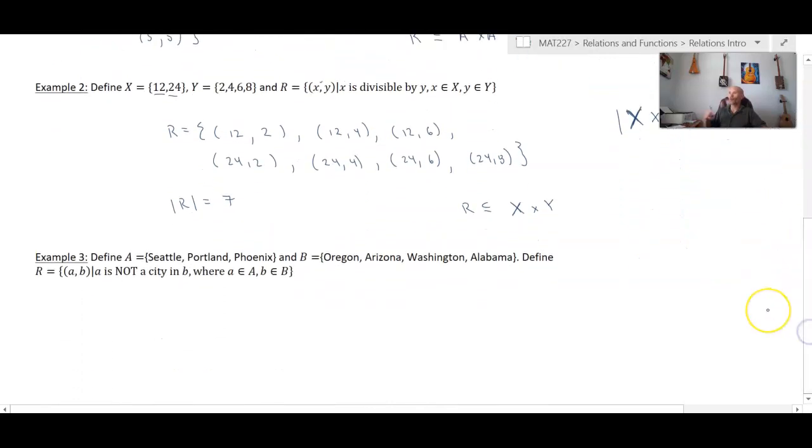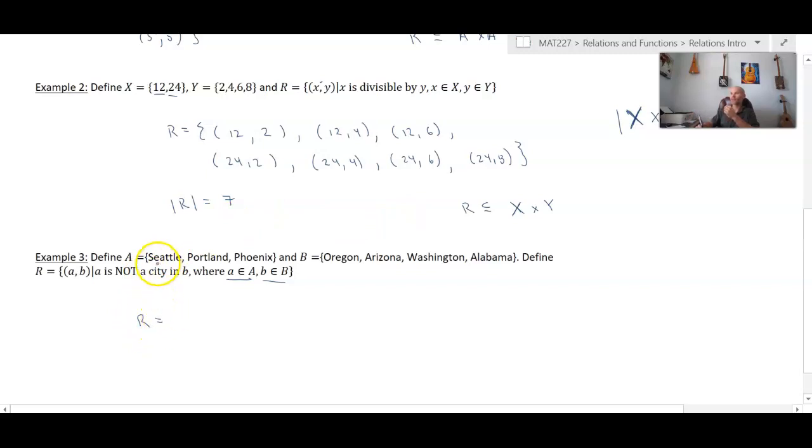Let's look at one more example where we're not dealing with numerical values. Let's define A to be the set of these 3 cities, Seattle, Portland, and Phoenix, and B to be the set of the 4 states, Oregon, Arizona, Washington, and Alabama. Now this is not a super interesting set, but define the relation to be the pairing of city-state. How do I know it's city-state? Not because it's lowercase, but because the first element comes from A, the second element comes from B. And only include the pairing of city-state where the city is not in that state.